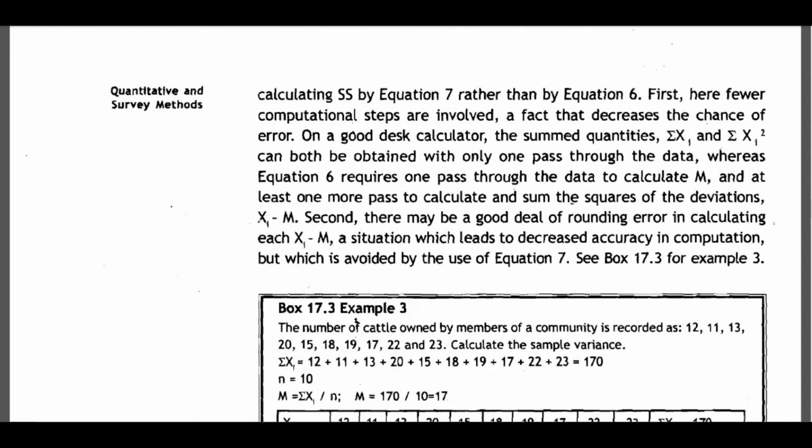Second, there may be a good deal of rounding error in calculating each xi minus m, a situation which leads to decreased accuracy in computation, but which is avoided by the use of equation 7. See box number 17.3 for example 3.